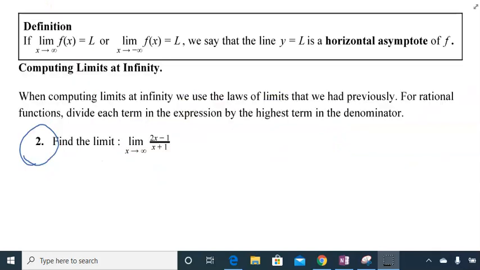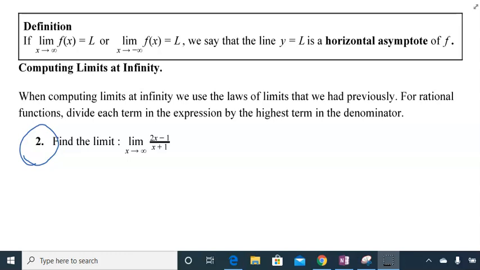About horizontal asymptotes. If the limit as x approaches infinity of f of x is equal to L, or the limit as x approaches negative infinity of f of x is equal to L, we say that the line y equals L is a horizontal asymptote. So once you take the limits, if it's approaching a specific number as we approach infinity, then we have a horizontal asymptote.